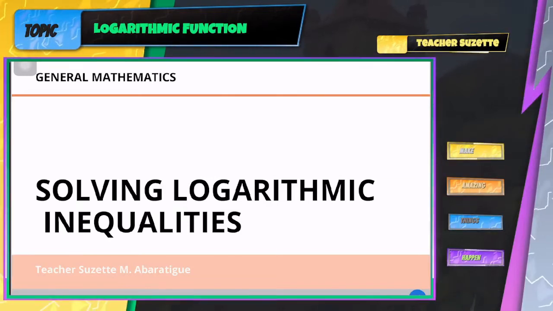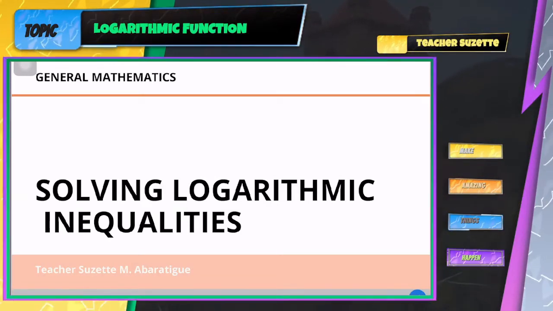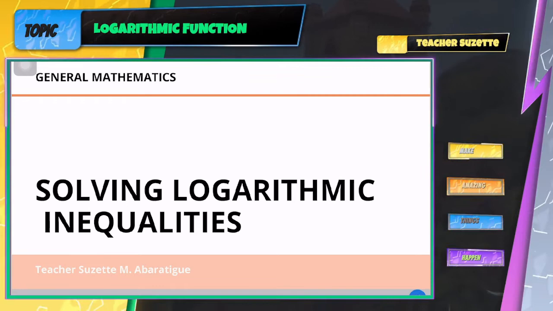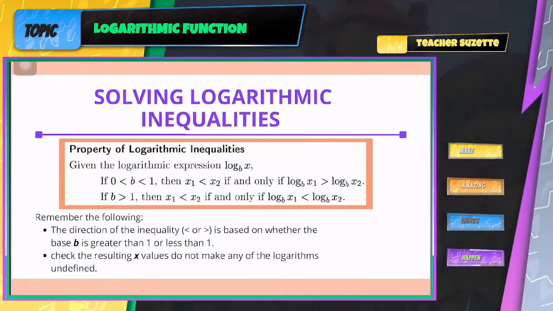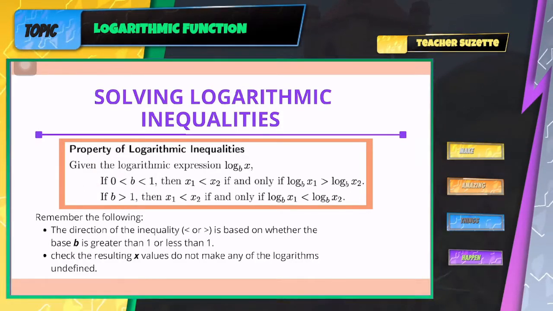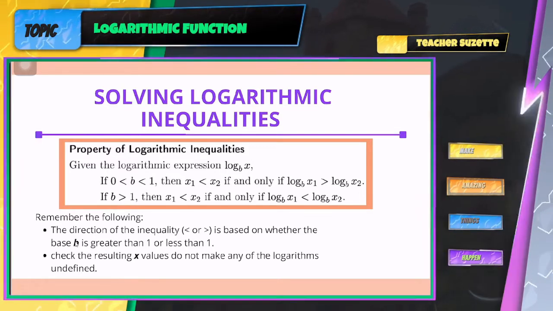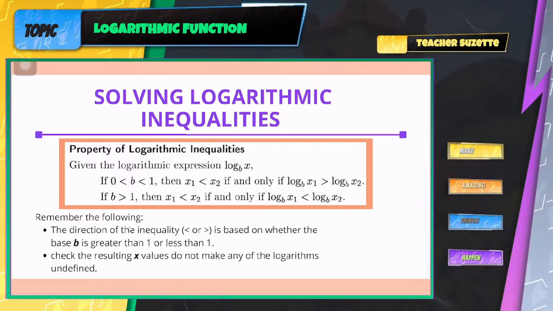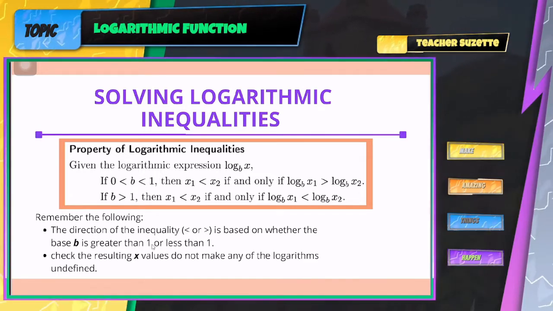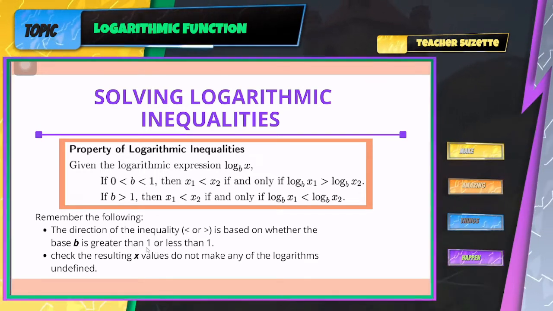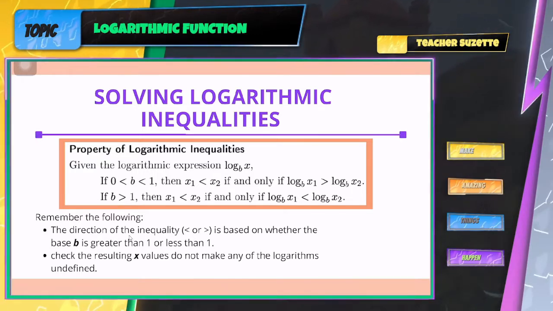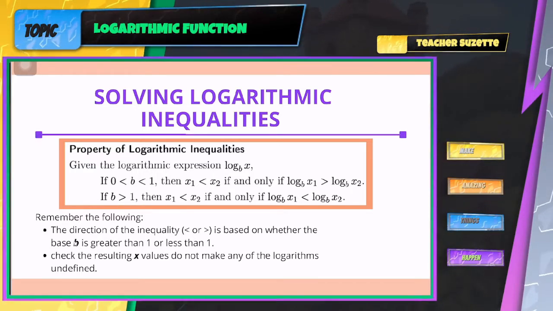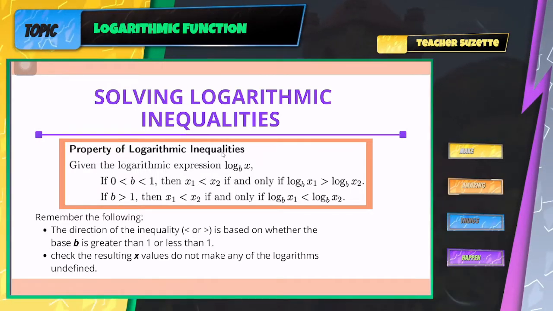Hi class, in this video we are going to discuss solving logarithmic inequalities. So in solving a logarithmic inequality, we have to take note of the following. The direction of our inequality symbol is based on whether our base is greater than or less than 1. So what affects this? It is because we have the property of logarithmic inequality.